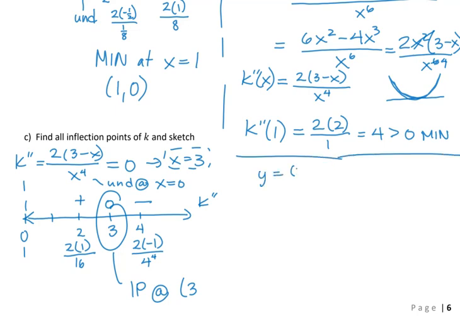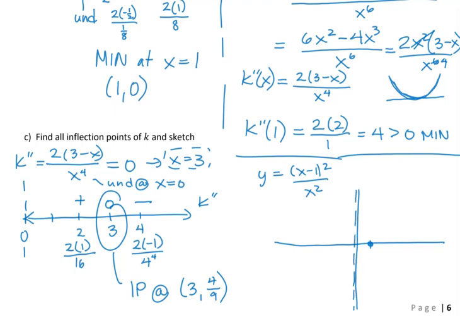y equals (x minus 1) squared over x squared. So if we plug in 3, we get 2 squared, which is 4, over 3 squared, which is 9. Okay, so we have an inflection point at (3, 4/9). We have a minimum at (1, 0). Global behavior can be really helpful. Let's start to sketch here. (1, 0). Okay, we had a vertical asymptote at x equals 0. We already decided. Inflection point at (3, 4/9).